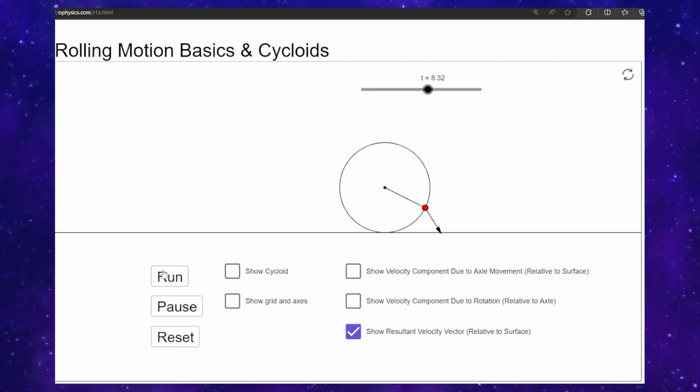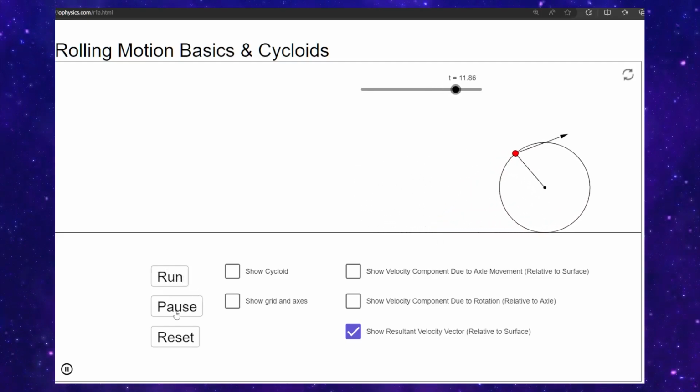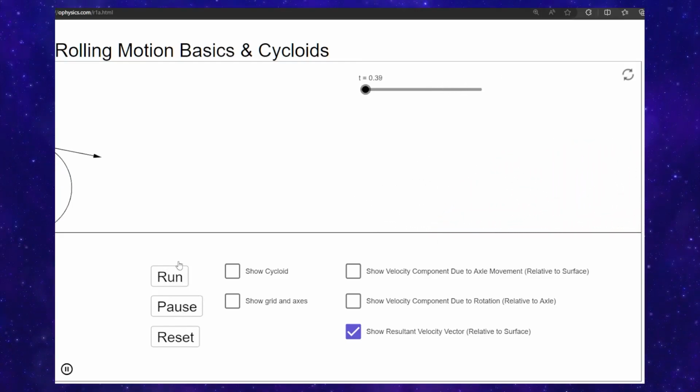So keep these animations in mind while we're going through this, because it does help to visualize how this all is unfolding, how it's all going down.